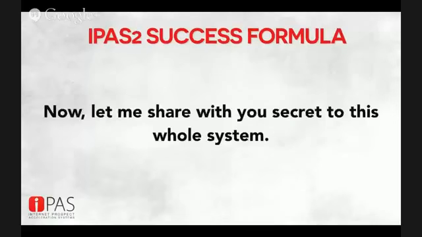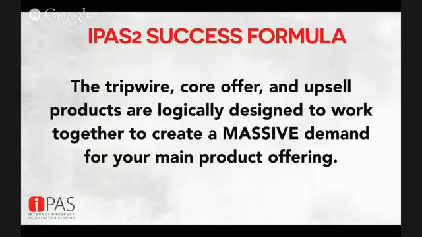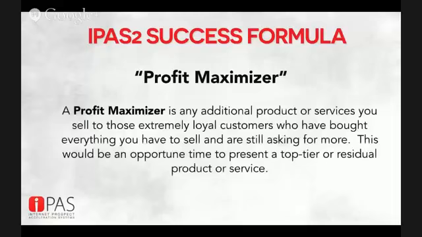So let me share with you the secret to this whole system. There's a secret to this, okay? The reason I've been able to do over 7 figures online and how many of my students have gone on from working a job to living their dreams as a full-time internet entrepreneur is because the Tripwire, the core offer, and the upsell products are logically designed to work together to create a massive demand for your main product offering. There's a science to this. They all work together, and this is known as your profit maximizer, which is your main product offering.